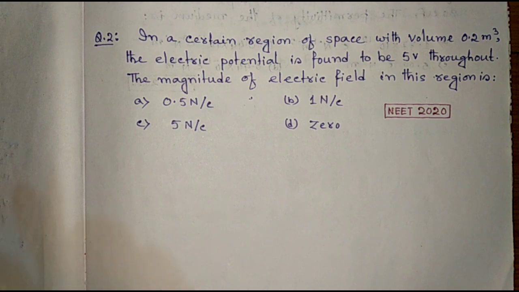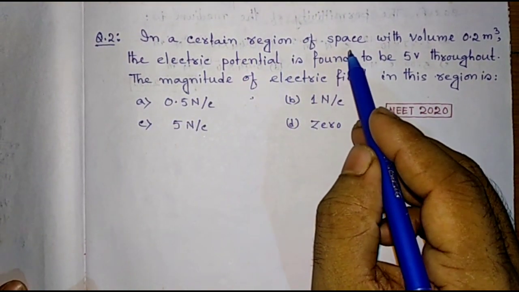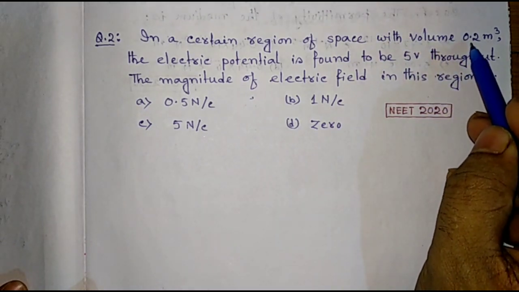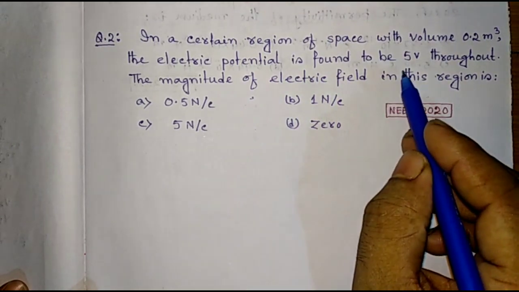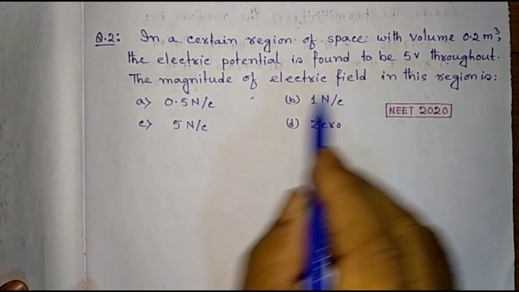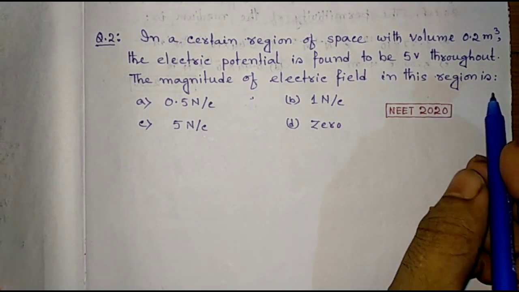Next question is question number 2. In a certain region of space with volume 0.2 meter cube, the electric potential is found to be 5 volt throughout. The magnitude of electric field in this region is.